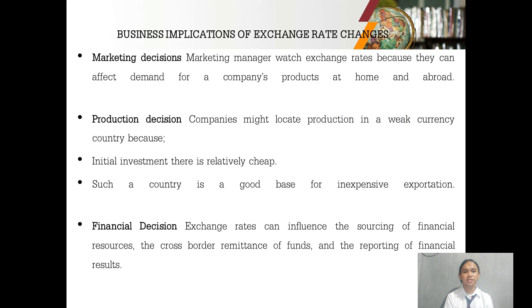However, countries with weak currency often have currency controls, making it difficult for multinational enterprises to do so. Finally, exchange rate changes can influence the reporting of financial results.